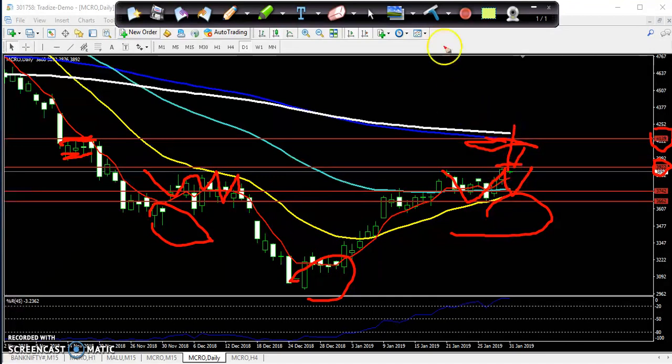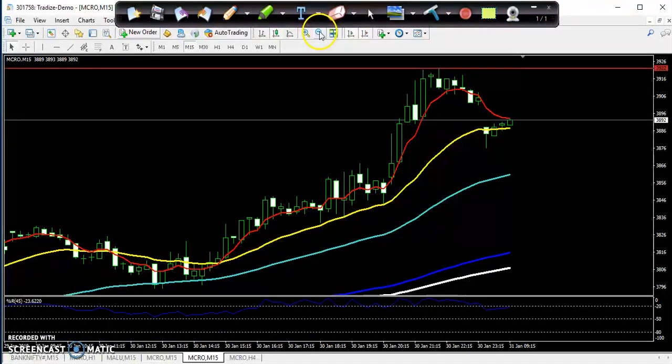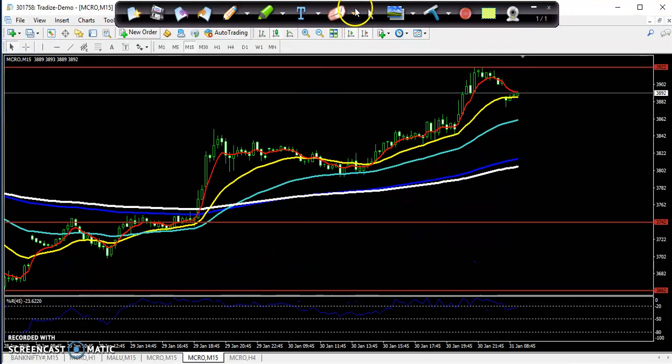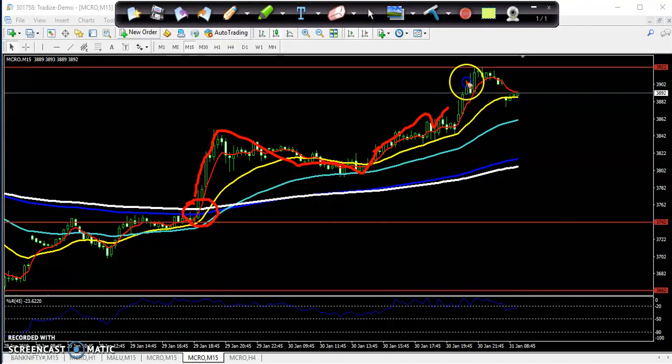And what is my entry point today? If you see the 15 minute chart, here you can see the 15 minute chart. After breaking this 200 moving average, price is creating higher high and higher low, and higher high, higher low. For now, today, where is my entry point?